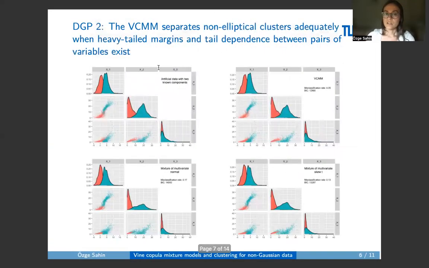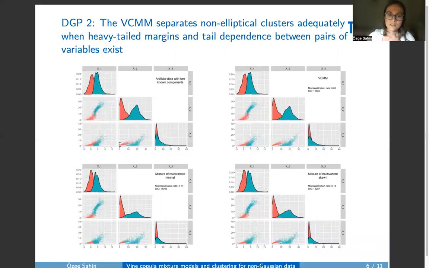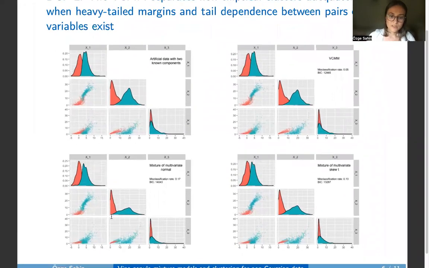And in the second data generating process, again coming from a mixture of vine copulas, if you look at the top left plots, we see the two components, green and red, and there are some tail dependence and heavy tail margins. Let's first look at the mixture of multivariate normal distributions fit on the bottom left. If you focus on the scatter plots of X2 and X3 and compare with the true labels, you see that it cannot capture the observations on the tails.